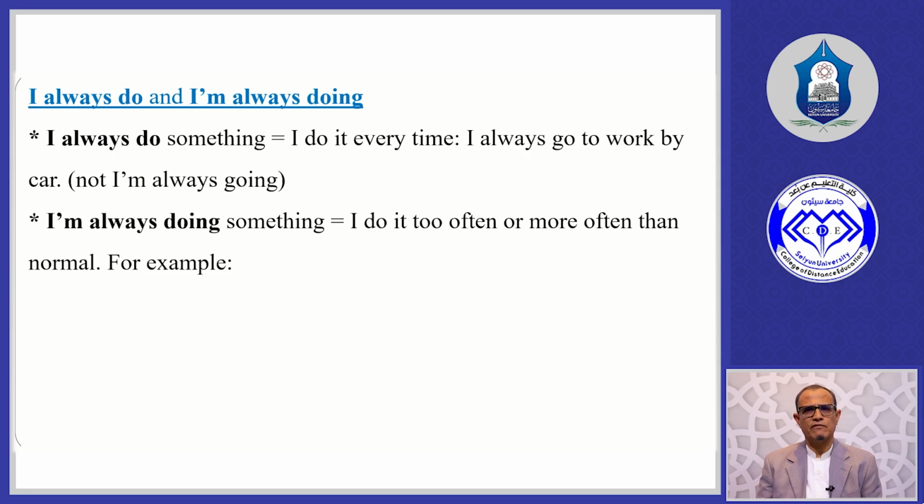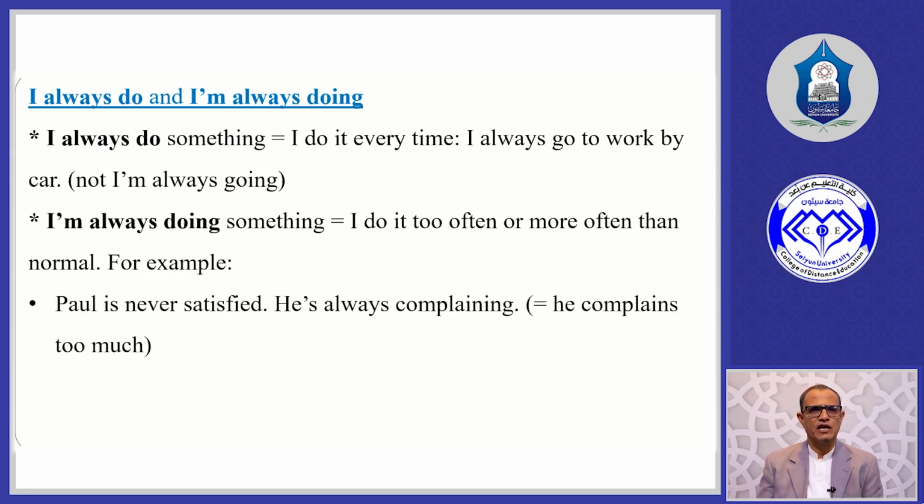Now we have a difference between, sometimes we can use always in the present simple tense, and sometimes it is used in the present continuous tense. So now we'll see the difference between always in the present simple tense and always in the present continuous tense. So we can say, for example, I always do something, or sometimes I'm always doing something. So always here can be used with both tenses, with the present simple tense and with the present continuous tense.